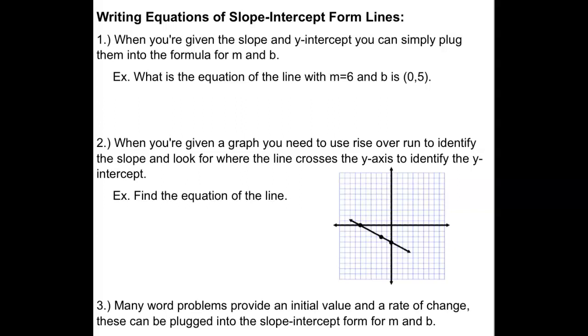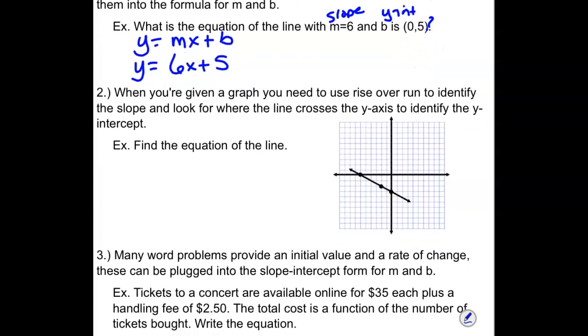All right, our last topic for today was writing equations in slope-intercept form. When you're given the slope and the y-intercept, you can simply plug them into the formula for m and b. So if I gave you the question, what is the equation of the line with slope of 6 and y-intercept of (0, 5)? That means we have an m value of 6 and our b value is 5. So plugging them into y equals mx plus b, we'd say y equals 6x plus 5. Okay, pretty basic when you're given both values.